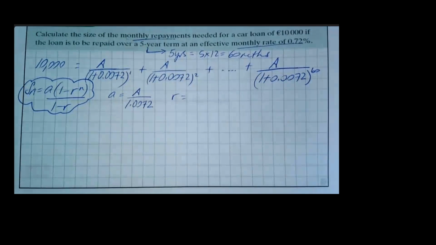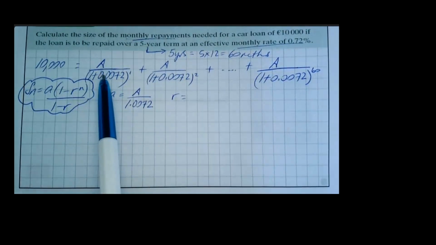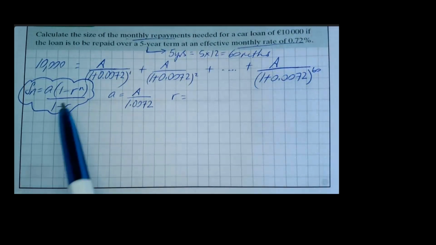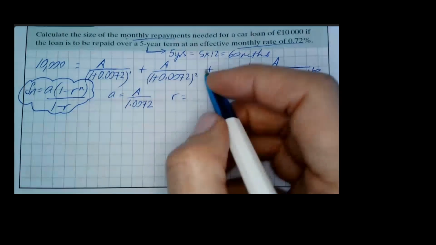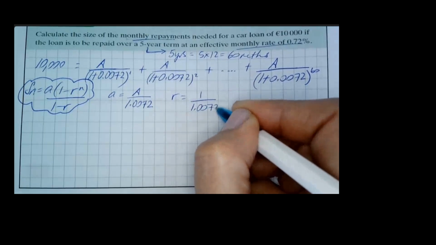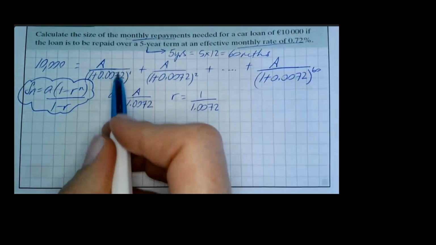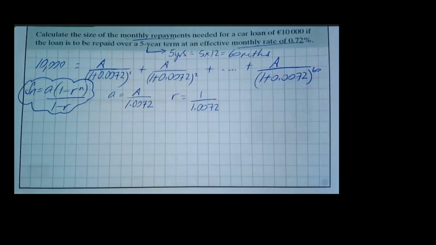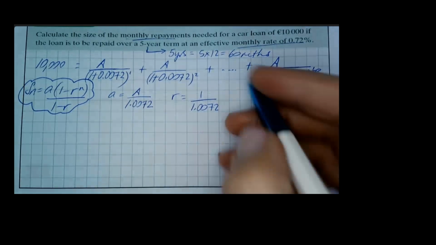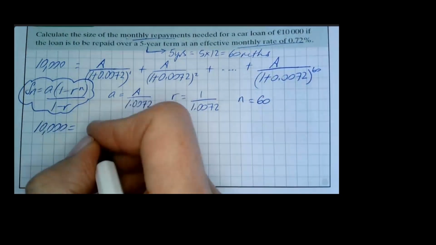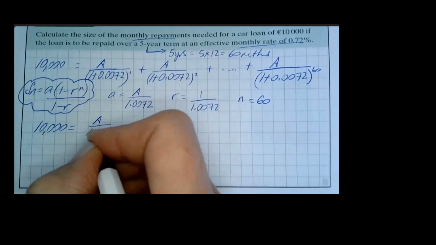The common ratio. Now, what's happening each time? Well, it's the denominator that is going up in increasing powers each time, which means that you're only multiplying on the denominator. So the common ratio then is going to be 1 over 1.0072, okay? And multiplying fractions, multiplying on the top, multiplying on the bottom, remember. So that's what's going to allow the denominator to go up in increasing powers if the common ratio is 1 over 1.0072. And the number of terms here is 60. So now filling in your geometric series formula.